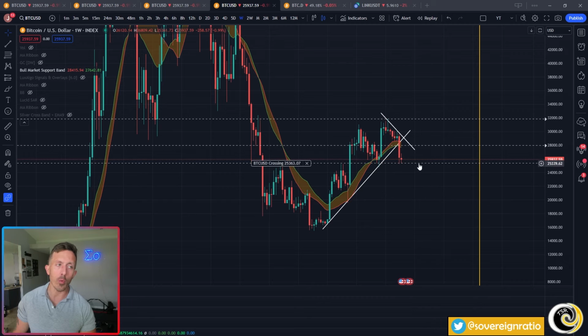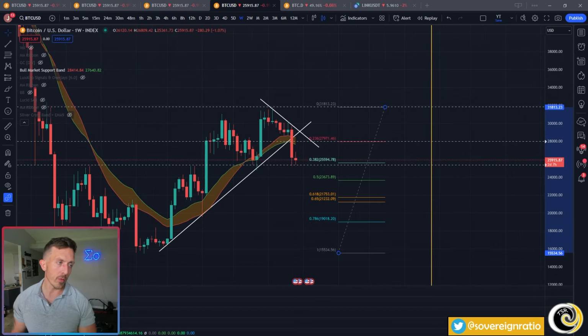If this general 25.5 to 26 area would break, I think the next stop is probably going to be down at 21.5. Also, as I've shown many times on this channel recently, we do have a golden pocket here between the 0.618 and the 0.65, between 21.2 and 21.7, and 21.3 to 21.5 fits really perfectly in that box. And I definitely think that is a major point of interest.